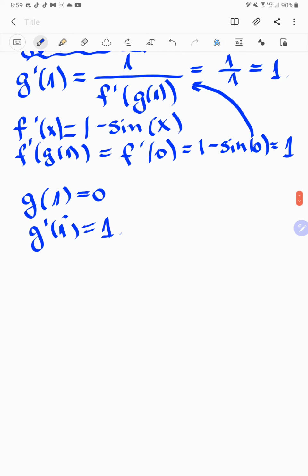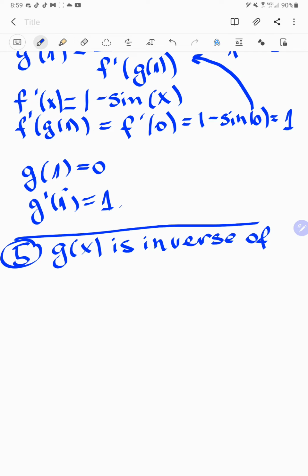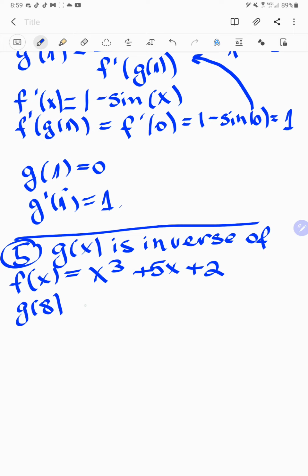So the question 5 I have in front of me states, let g of x be the inverse of f of x, and the function I have is x cubed plus 5x plus 2, and we need to find out g of 8 and g prime of 8, and we will use the same method.